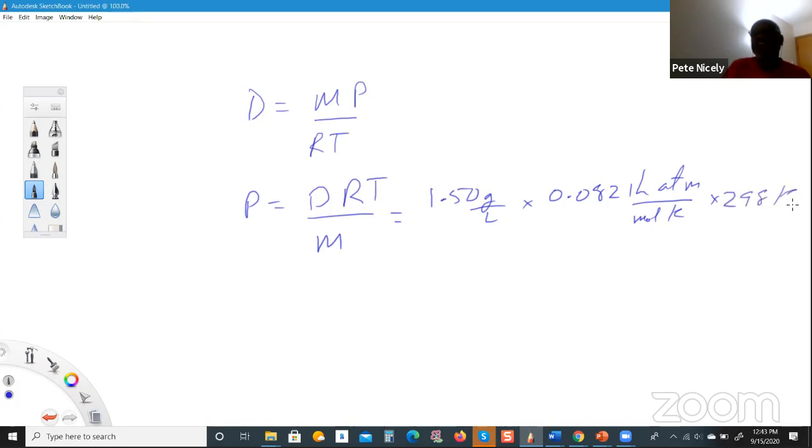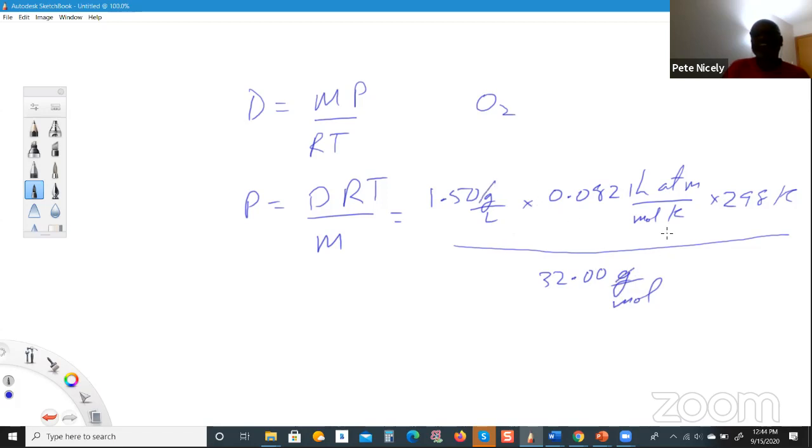298 Kelvin. And then we have to determine the molar mass. And that's easy because the gas is oxygen. So all you have to do is multiply 16.00 by 2. So that gives you 32.00 grams per mole.